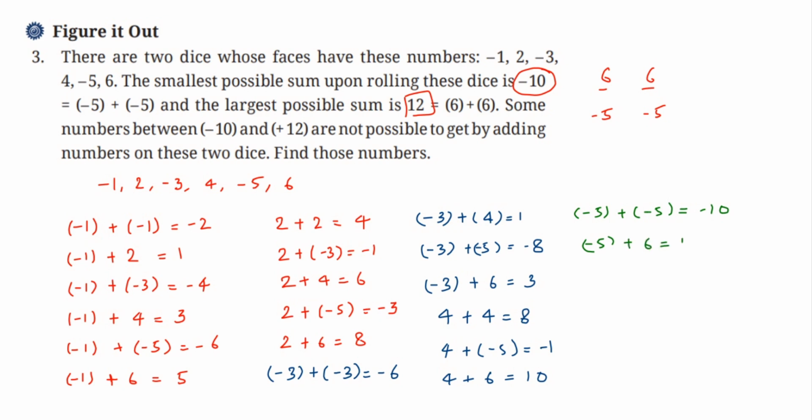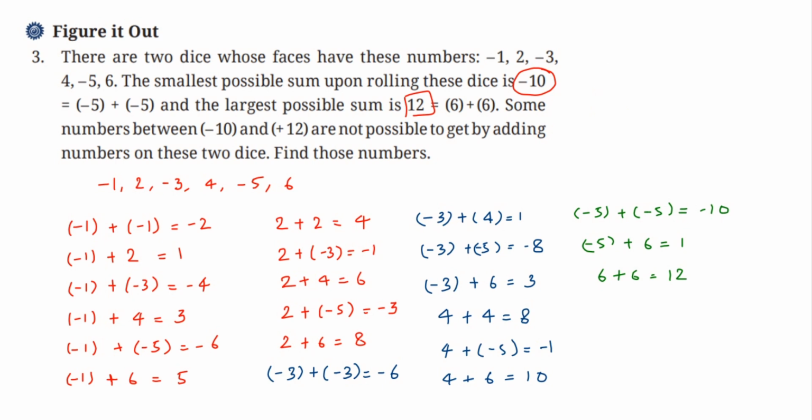The last number we have is 6, and all these combinations are already tried. So we'll start with 6 plus 6, which is the largest possible sum here, which is 12. So we have found all the different combinations which we can get. Now let's write all the sums we obtained here in ascending order so that we will not miss any number.